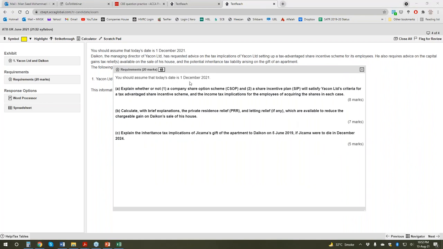You should assume that today's date is this. Explain whether or not a CSOP, company share option plan scheme, or a SIP, share incentive plan, will satisfy Y Limited's criteria for a tax advantage share incentive scheme. So we have to see what Y Limited's criteria is, and the income tax implications for the employees for acquiring the shares in each case. So we will again tell the income tax implications.